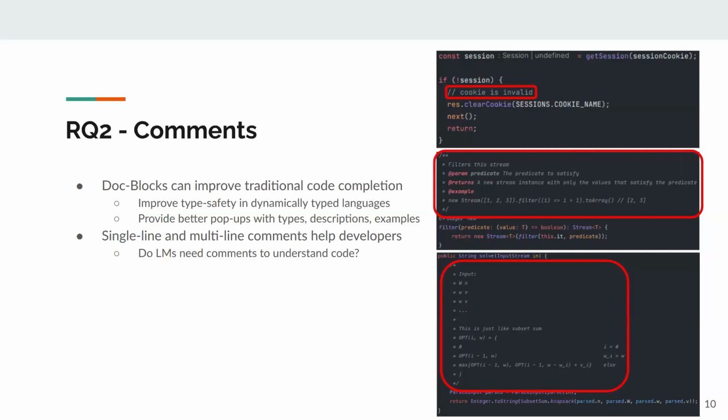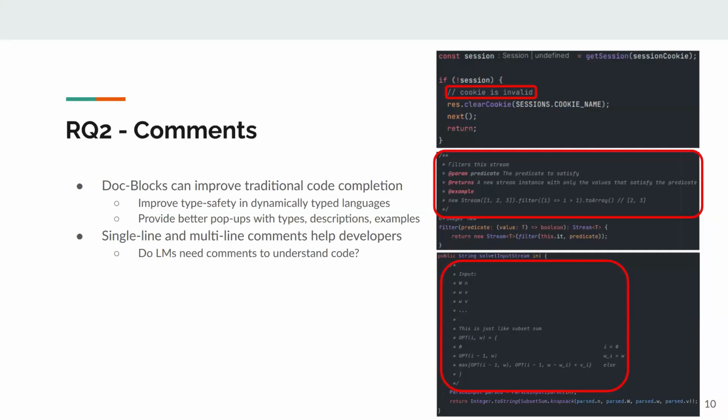Now, the third type of comment is the simple multi-line comment, which is similar to a doc block in that it is multi-line. However, the data in it is not presented in a structured fashion, because this is typically just natural language. As you can see in the bottom example, this is a method that solves some algorithm, and you have some input that is described in this comment, as well as the solution that is described in this comment.